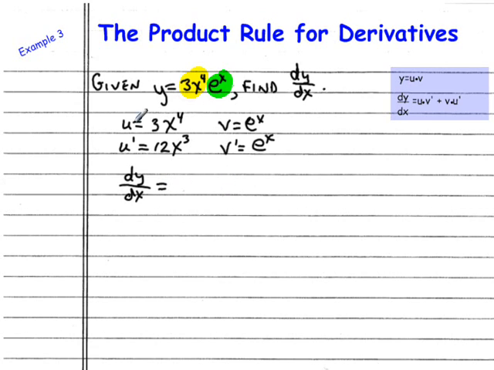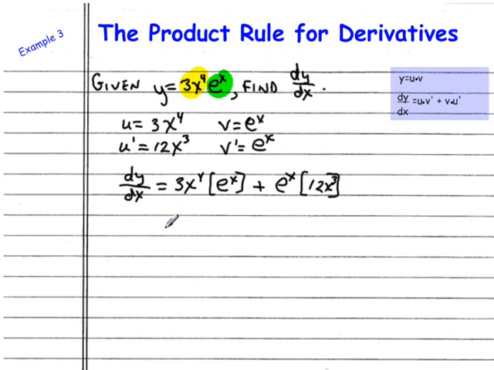Okay, we have our reference. I'm going to try as I did the last time. I'm going to think first function, which is 3x to the fourth, times the derivative of the second function. Well, the second function is e to the x, and its derivative is e to the x, plus the second function, which is e to the x, we see from above, times the derivative of the first function. And since the first function is 3x to the fourth, its derivative is 12x to the third.